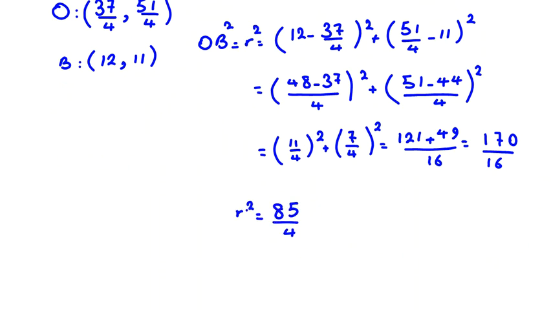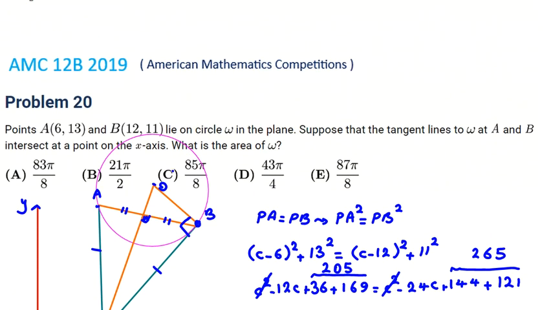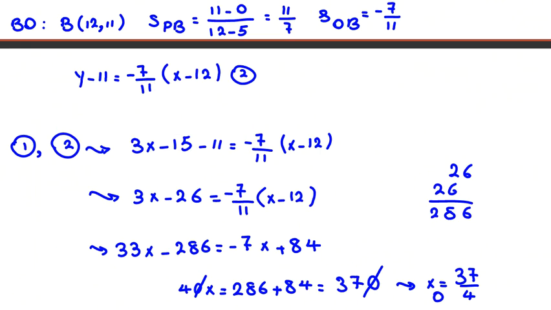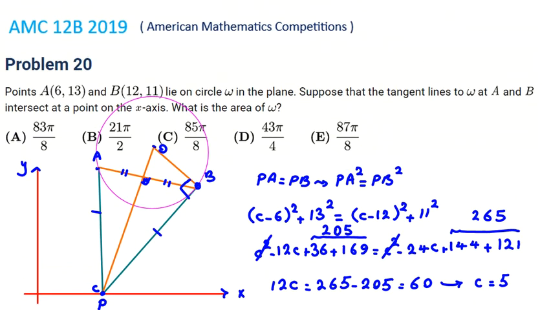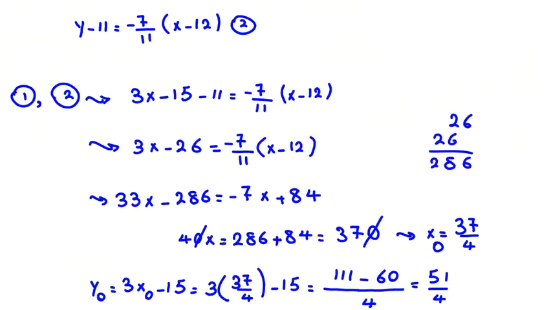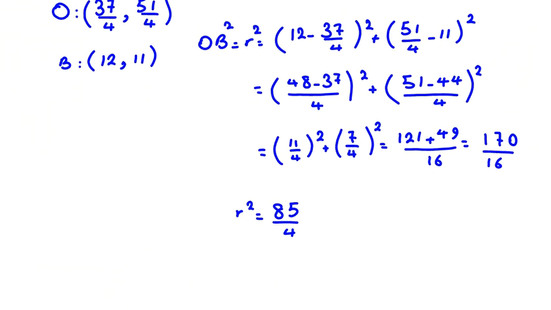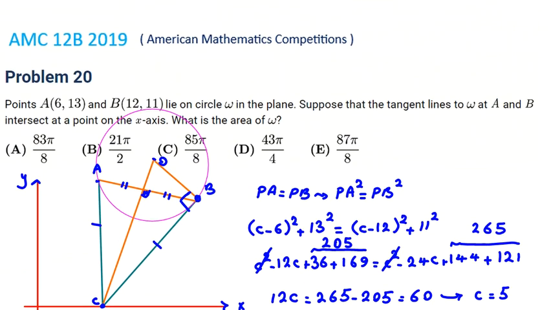And we don't need to calculate r. Why? Because we want to calculate the area of this circle. It will be pi r squared. Pi times this. So 85 pi over, sorry, when we divide by 2, it will be 16 divided by 2, 8. So when we multiply, it will be 85 pi over 8, choice C.